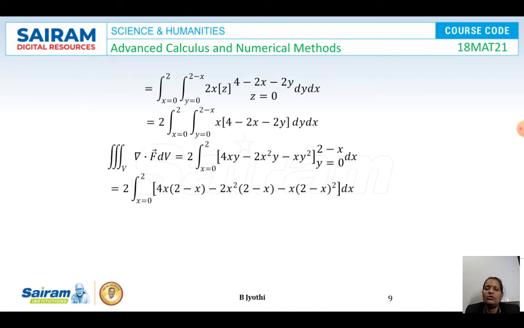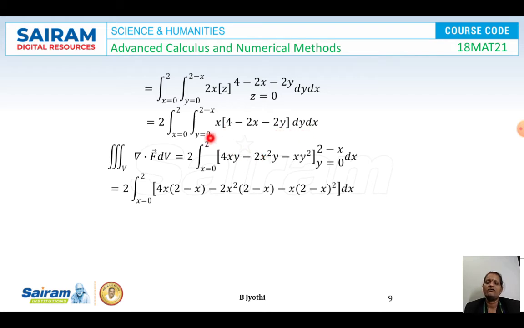So now we integrate this first, 2xz, because first we are integrating with respect to z and the limits are 0 to 4 minus 2x minus 2y. When we substitute, z equal to 0 will become 0, only the upper limit will be substituted, and 2 is taken outside, which is a constant. So 2x times (4 minus 2x minus 2y) dy dx we get.